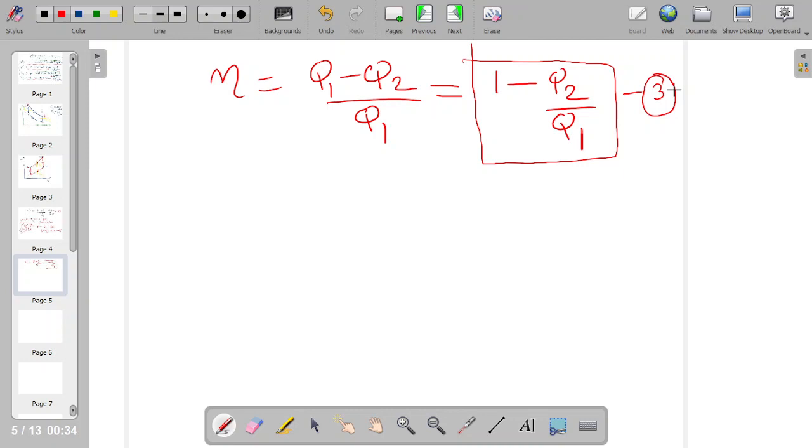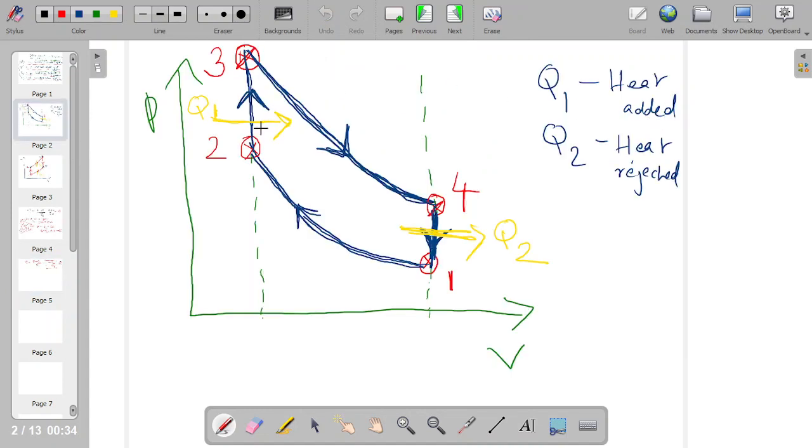Now what will be our next step? We have a standard expression for efficiency. Efficiency is 1 minus Q2 by Q1. So next we have to substitute Q1 and Q2 here. What is Q1? Q1 is the heat added, and in which process? It is added at constant volume.